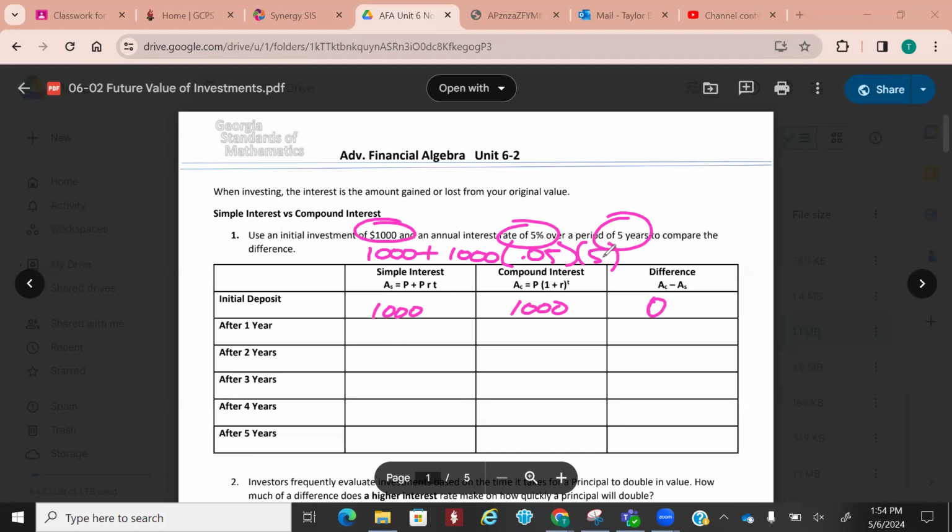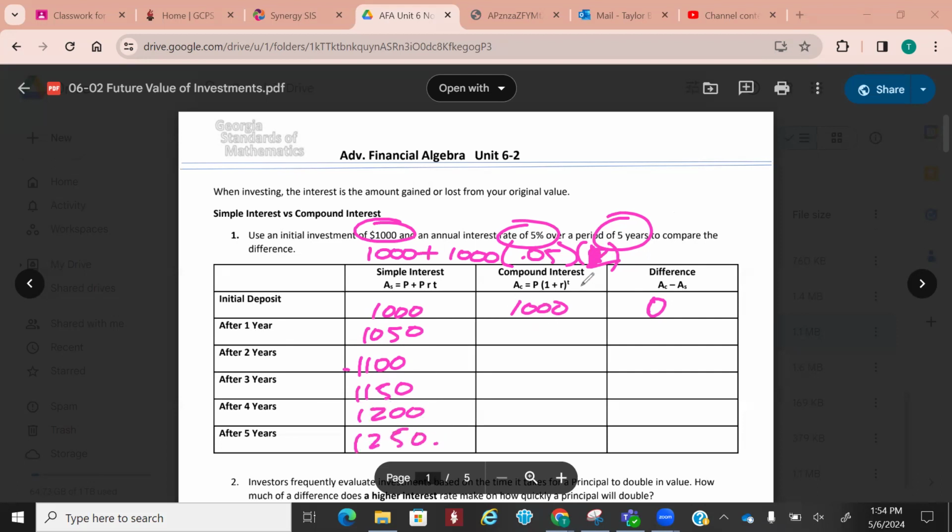For 1 year, you're going to plug in 1 here, and when you do that, you're going to get 1,050. When you plug in 2 years into this, you're going to get 1,100. For the next one, you'll get 1,150. The next year, you'll get 1,200. The next one, you'll get 1,250.